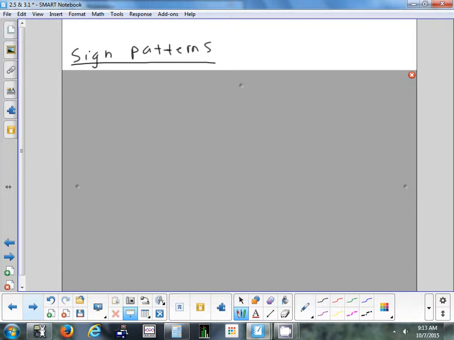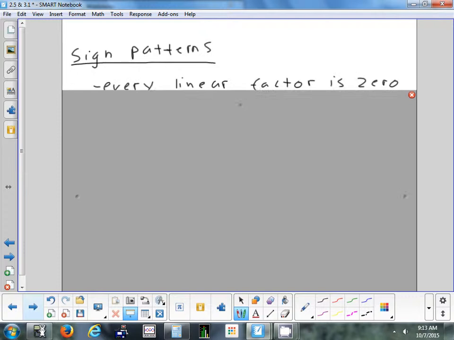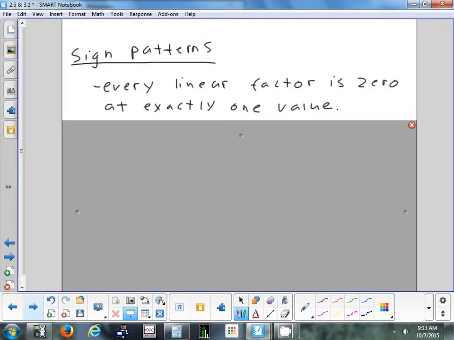As complex as I'm going to get with you is quadratic. We're going to use what's called a sign pattern. It's based on this idea: every linear factor is 0 at exactly one value. In other words, if you draw a line, it would only cross the x-axis one time. That's what this means. Obviously, lines don't curve. So if you draw a line, it only crosses the x-axis one time.